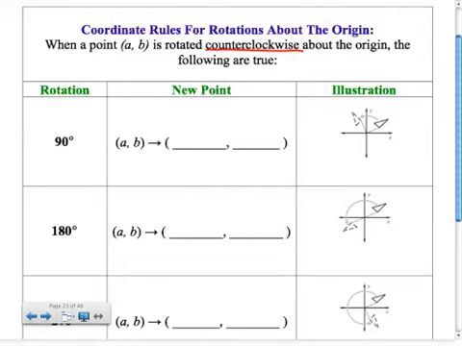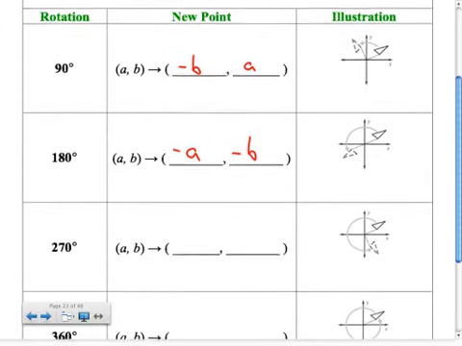If you want to rotate 90 degrees counterclockwise about the origin, your coordinate rule is you take your original coordinates, flip-flop them, and take the opposite of the first one. So flip-flop and then take the opposite of your new x value. For the 180 degree rule, again counterclockwise, you just take the opposite of both coordinates: the opposite of a and the opposite of b, or the opposite of your x value and the opposite of your y value, and that's your new point.